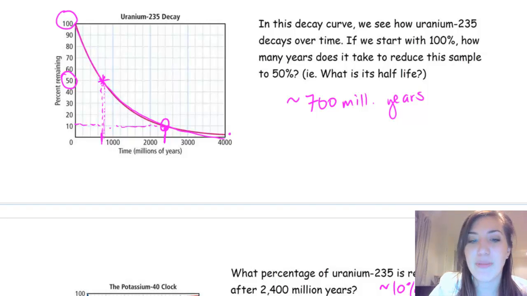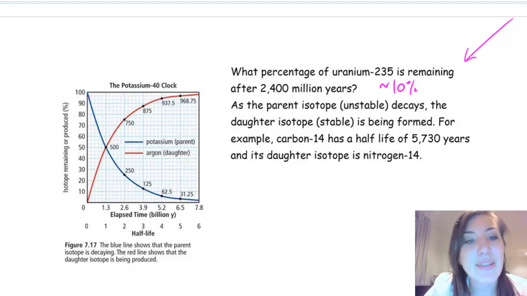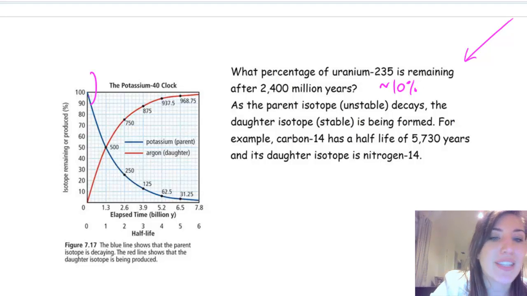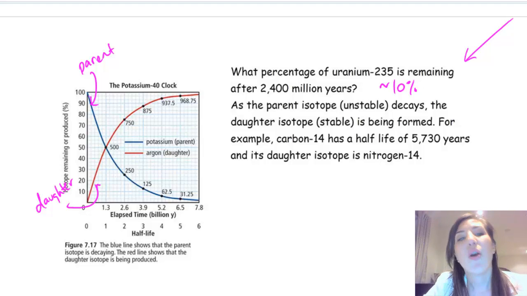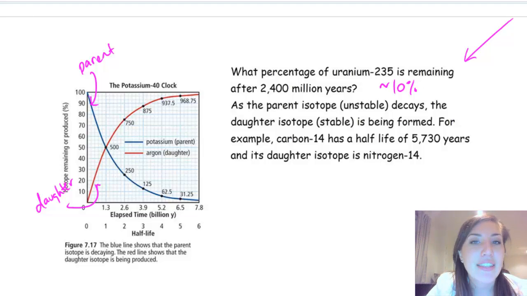Now let's look at this other picture. Here we have that same decay curve in blue. That's the parent. So you might want to label it because it's not very colorful on your sheet. Parent. And then this one here is the daughter isotope. So the parent isotope is the original isotope that is undergoing decay. So we see this decay curve in blue as it swoops down. And then the daughter isotope is the isotope that is being formed because of this decay.